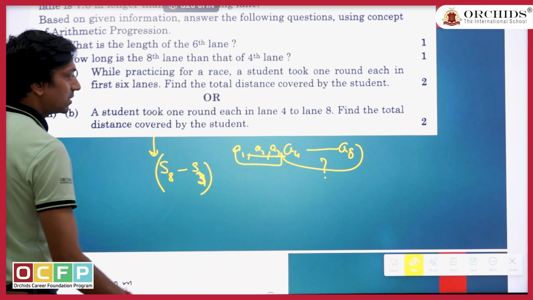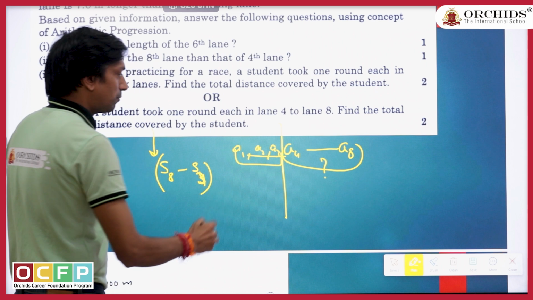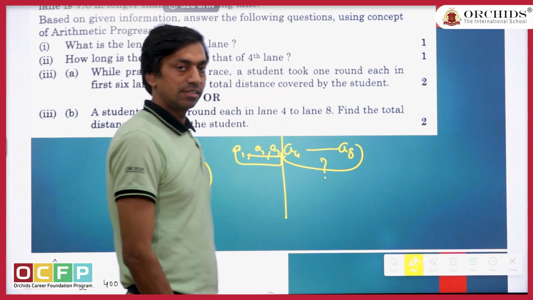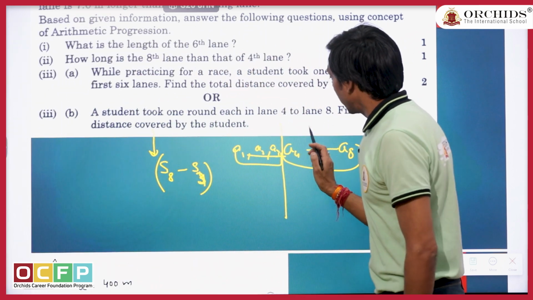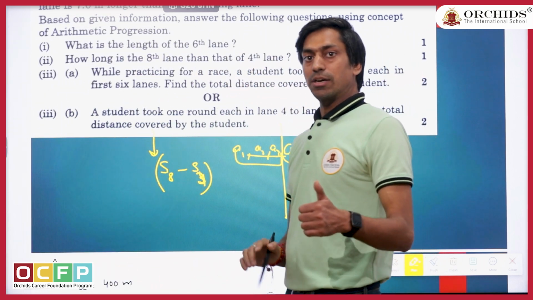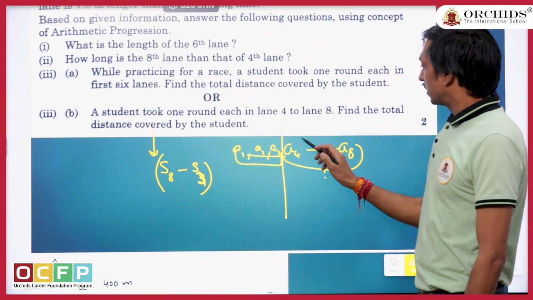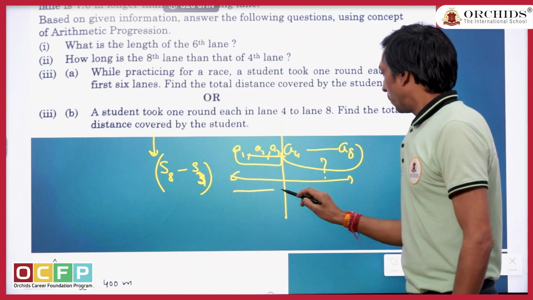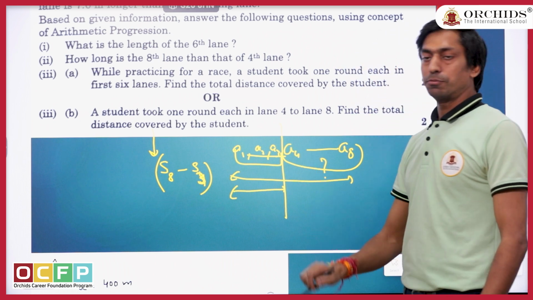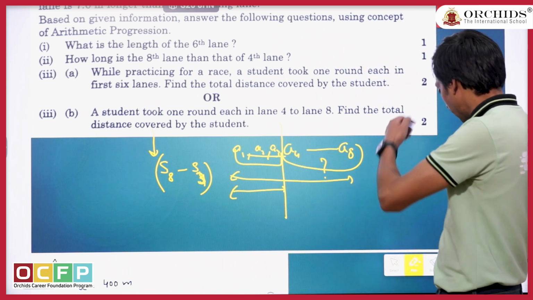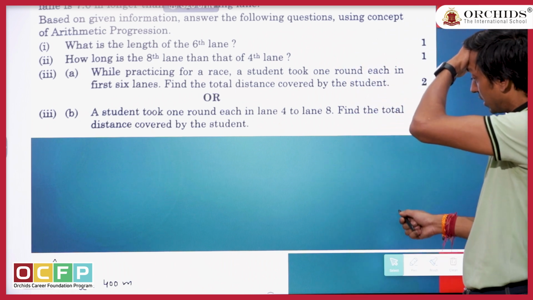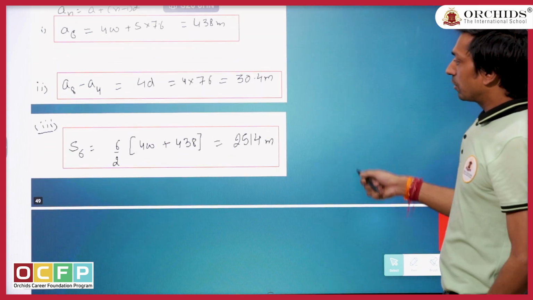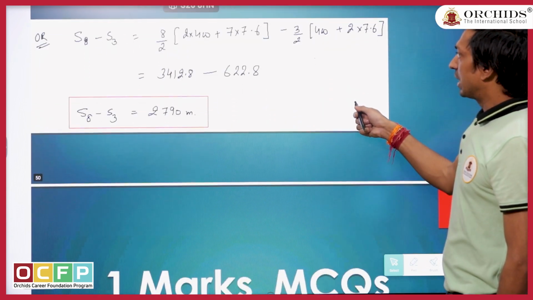Why? Because till the 3rd track, whatever distance he covered, we are not interested in that. We are interested in what he covered after that, 4th track to 8th track. So actually this sum can be taken as the sum of all 8 terms minus the sum of the first 3 terms. So in this question we have to calculate what? S8 minus S3. So when you calculate S8 minus S3, we'll get this answer.